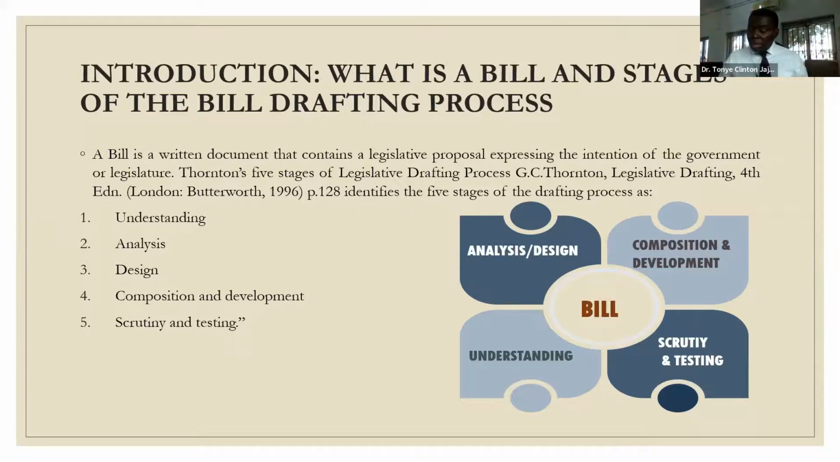In the United Kingdom, they have a parliamentary council office. This office, they have what they call the 4 eyes principle. 4 eyes means for every bill, there are 2 legislative drafters and there are 2 people, lawyers, who are checking what the drafters are doing. Because after you draft, somebody needs to check whether what you have drafted is correct.